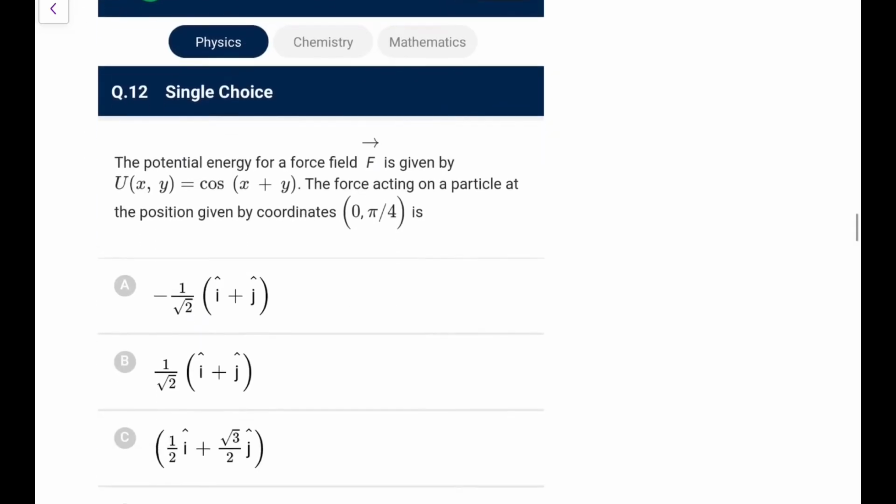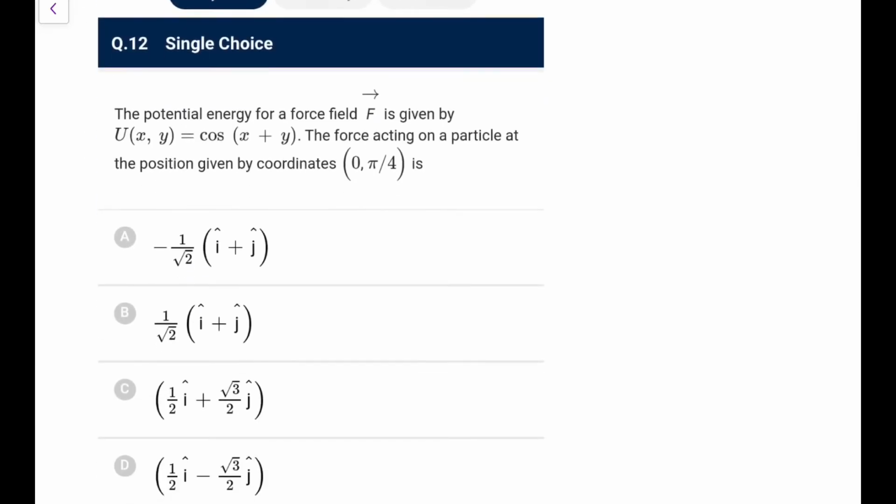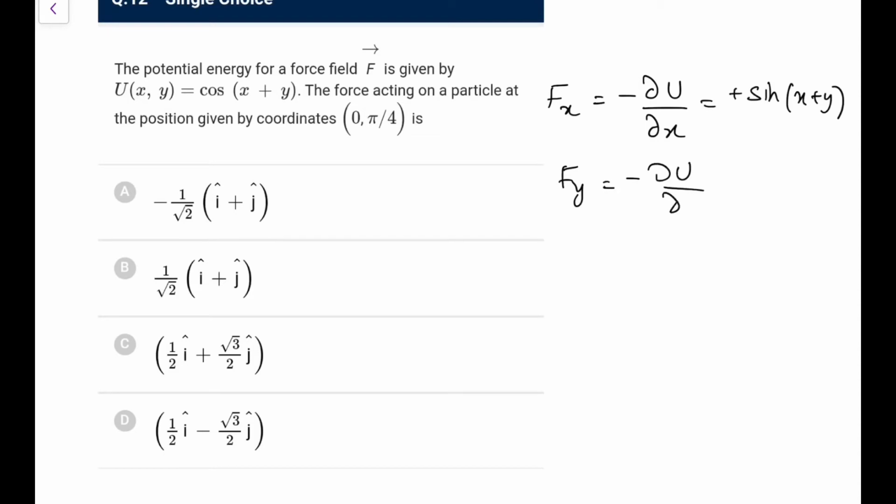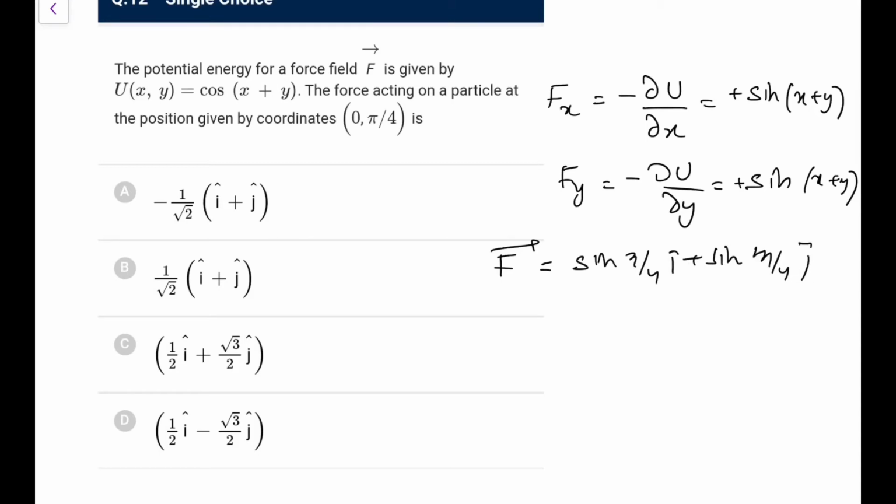Next, the potential energy of a force field is like this. The force acting on the particle will be, so Fx we can write as minus del u by del x. If you do the derivative, cos derivative is minus sine, so it will become plus sine of x plus y, and similarly Fy will also become like this. This would be the same, it would also be sine of x plus y. So at the given point the force would be sine of pi by 4 i cap plus sine of pi by 4 j cap. So 1 by root 2 i plus 1 by root 2 j. So go for option B in this particular case.